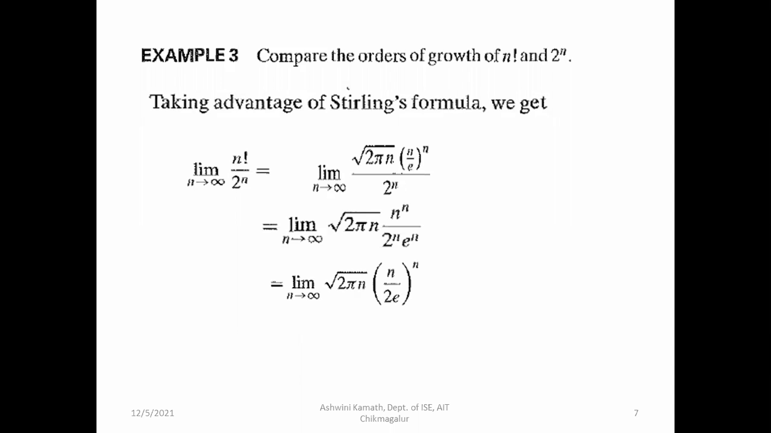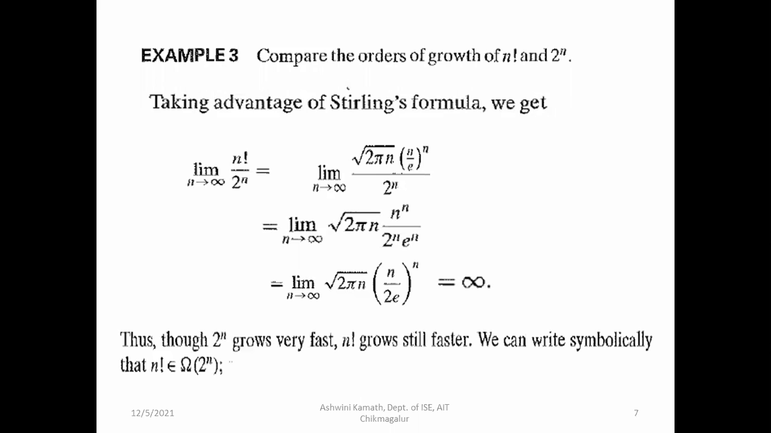Which is equal to limit n tends to infinity, square root of 2 pi n into n divided by 2e whole to the power of n. Apply the limit infinity here. When we apply the limit infinity, what happens? We have square root of 2 pi into infinity, which is infinity, into n divided by 2e whole to the power of infinity, which is also equal to infinity. Infinity into infinity is equal to infinity. So we are getting an infinity value. That means n factorial has the larger order of growth.